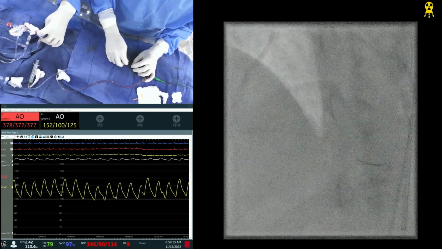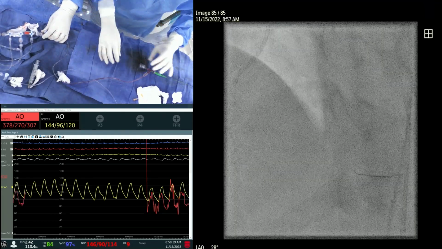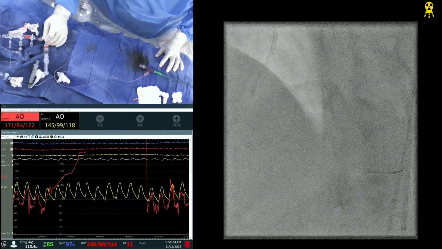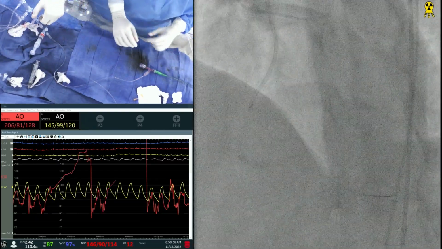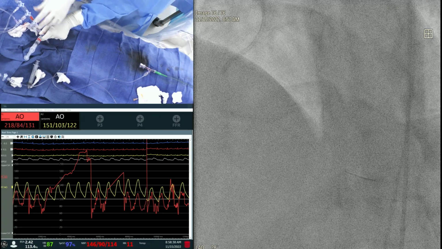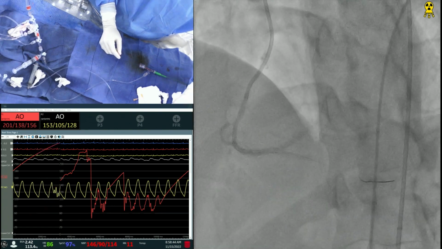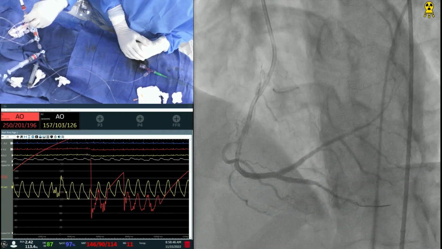Good. Take the guide out a little bit. Okay. Throw away the other wire. No, we cannot take the guide out. A little, little bit. Good. Okay. Good. Yep. We give some nitro. Yeah. Give one. Get the Fielder to recross. All right. Now we are talking. Look at that.